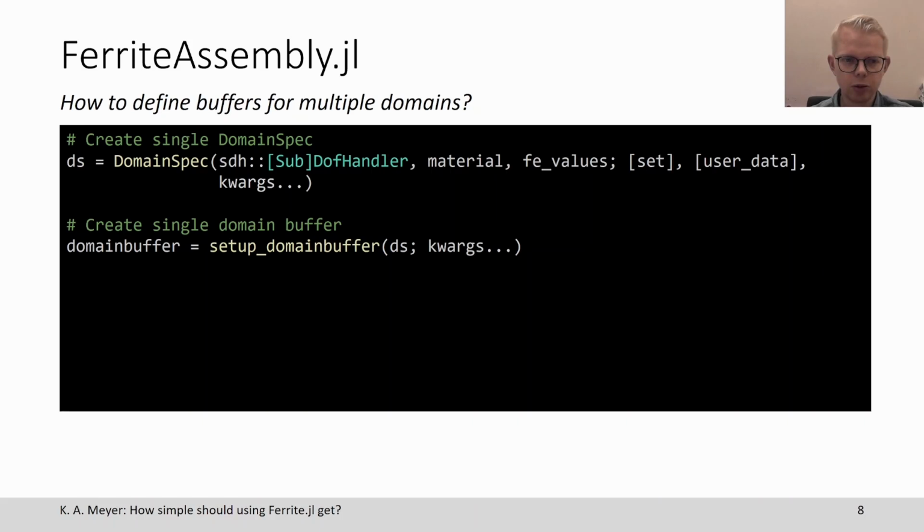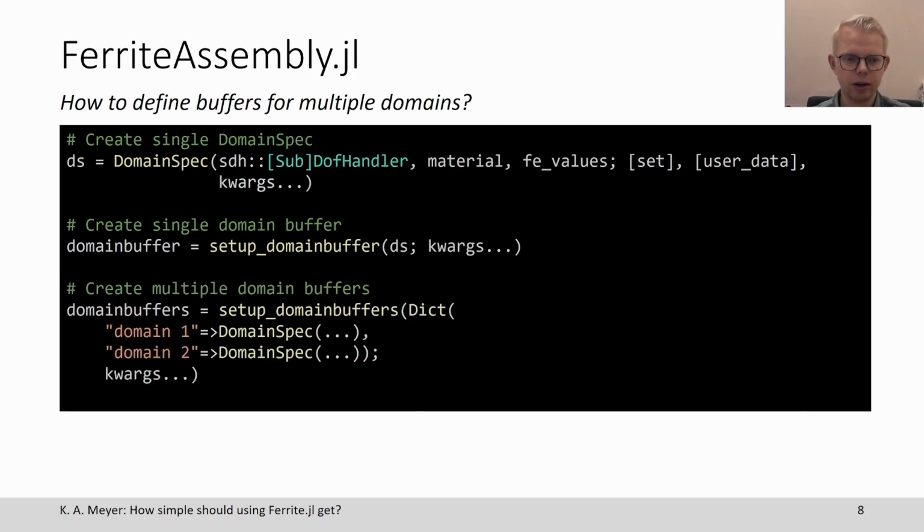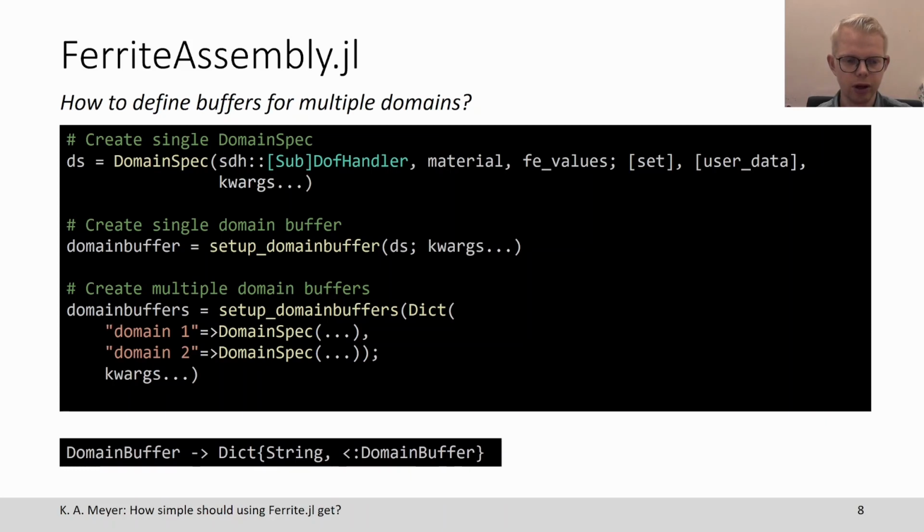So, how do you do this now for multiple domains? Now we only have one domain. Well, for example, you just set up one domain spec for each domain, and then you give that to the setup domain buffers function, giving a dictionary containing your domain specs, and the rest is the same. What changes is that instead of a domain buffer, you get a dictionary of domain buffers, but all other functions will work as usual on this.